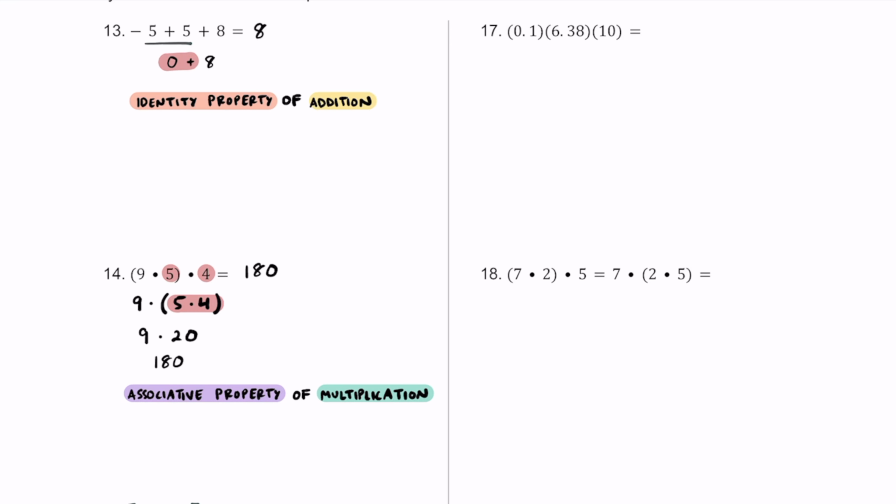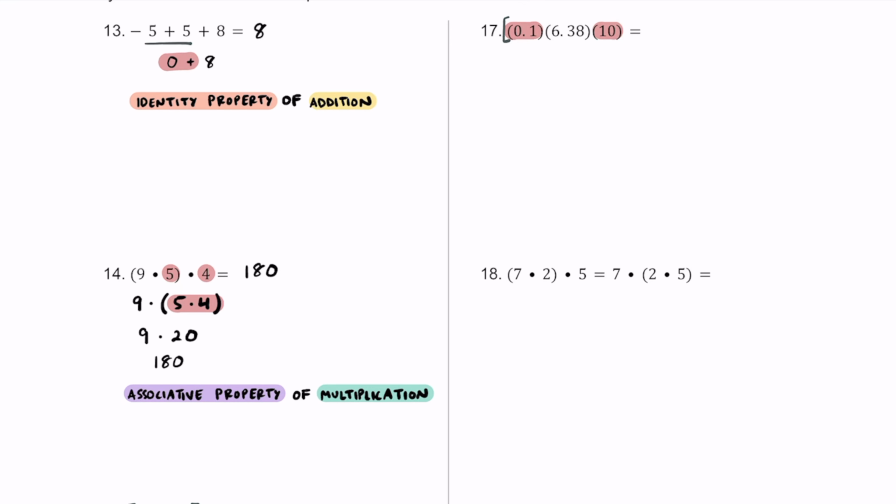For number 17, we have 0.1 or 1/10 multiplied by 6.38 or 6 38/100 multiplied by 10. Now, the most optimal two numbers to multiply together here I think are going to be 0.1 and 10, just because 0.1 is a tenth, and a tenth times 10 is just equal to 1, which is a nice number here. So remember, what do we have to multiply first by default?